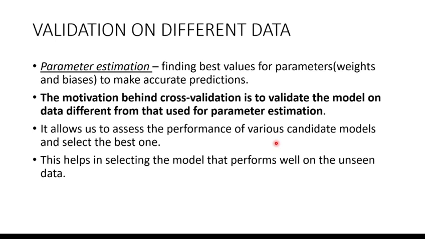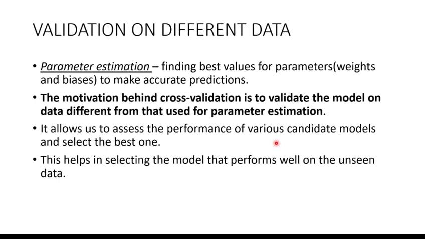Parameter estimation is itself called training. In training, you keep adjusting the weights and biases so as to get the correct output and decrease the error. So, the data which we use in the parameter estimation should be different from the data which you are using to test or validate the model. That is the main motivation behind cross validation: the data used to validate the model should be different from the data used for training.